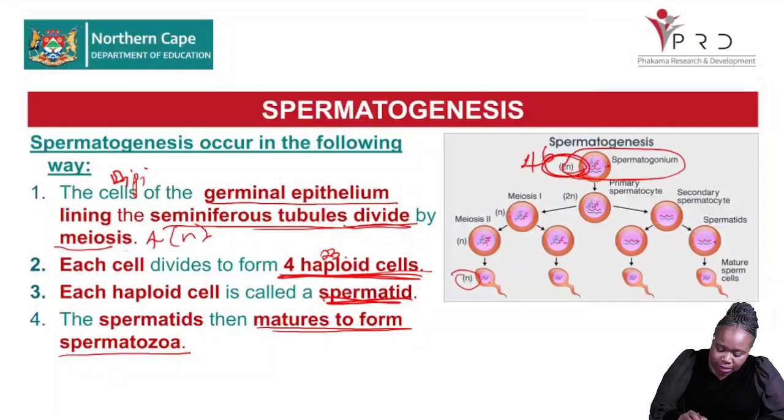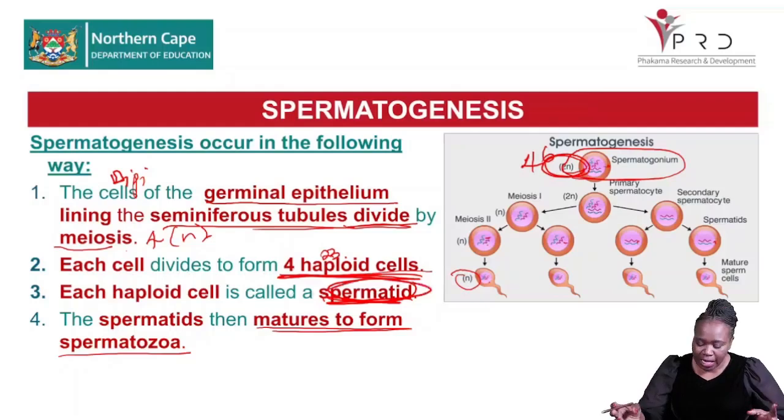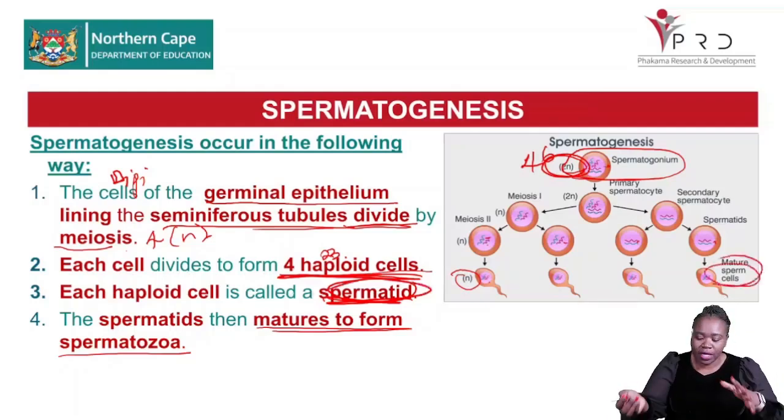And what do we call these cells? We call them the spermatids. And then those haploid spermatids are going to mature, and as they mature, they're going to become sperm cells or spermatozoa. So that is how we're going to have the sperm cells. Now, one cell within the seminiferous tubules will produce 4 sperm cells.